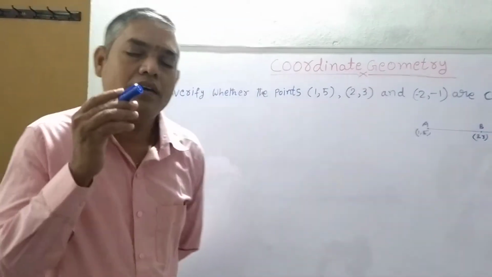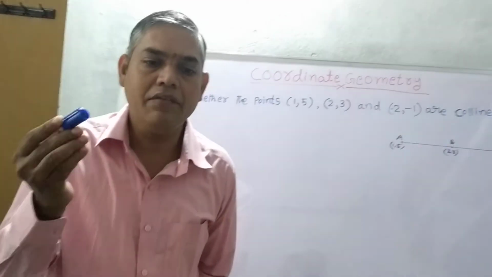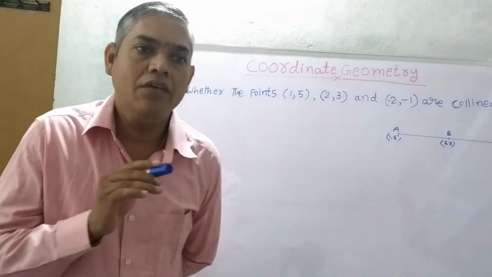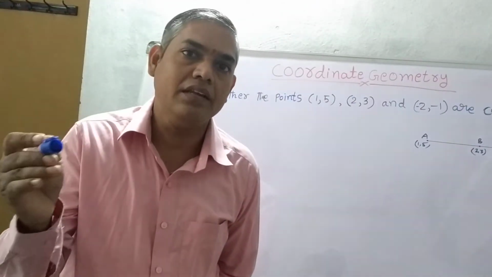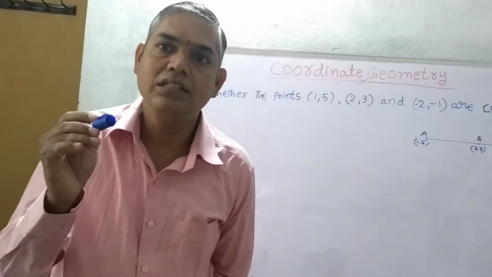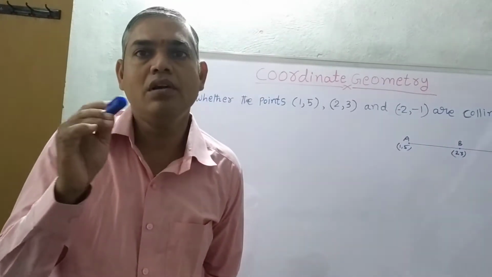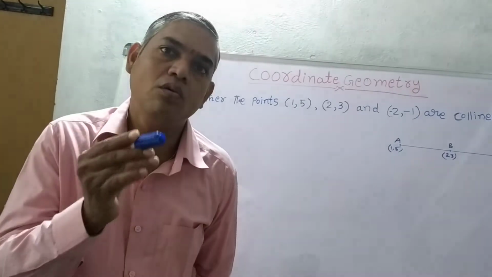And the collinear concept also we studied in that class. Once again, I will repeat what collinear points are. Collinear means any 3 points lying on a single straight line. Any 3 points lying on a single straight line are called collinear points. That is the main concept of collinear points.